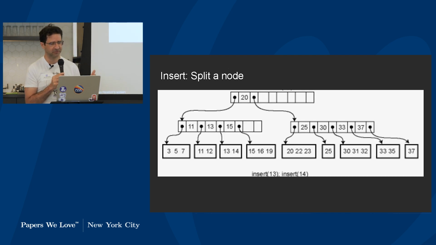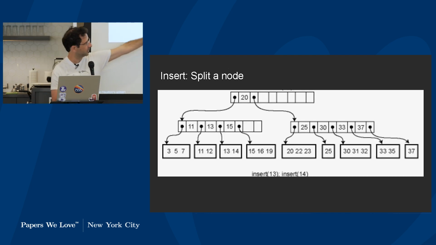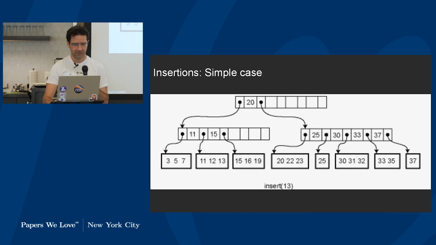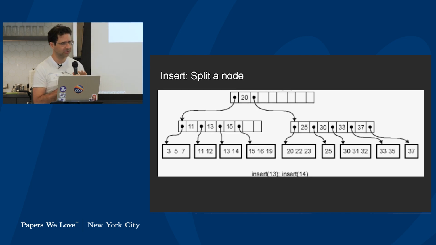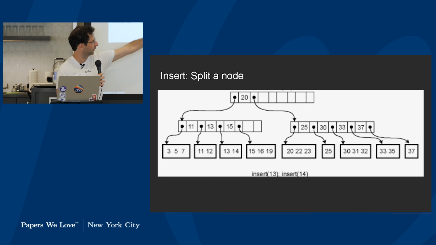Going to the split of a node, if the node fills up, you go from 11, 12, 13. Now you have 13, 14. It's full, and you split the node. And now you've got a new key here that says 13.